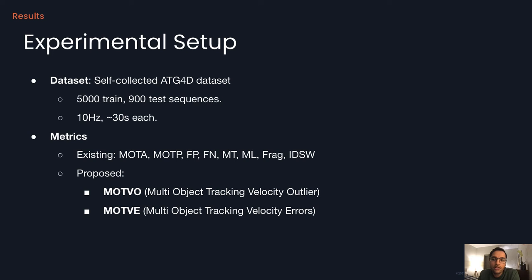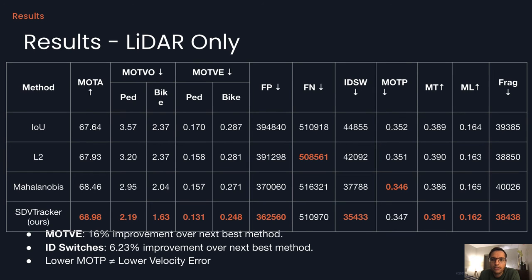We also propose a new set of metrics, MOTVO, designed to measure velocity outliers, and MOTVE, designed to measure velocity error of 3D tracking systems explicitly. These are required as they measure quantities that downstream systems like trajectory predictors rely on as a prior. We compare a learned method to previous methods that use IAU, L2, and Mahalanobis distance-based association. We show our results on both a LiDAR-only and a LiDAR plus camera system.